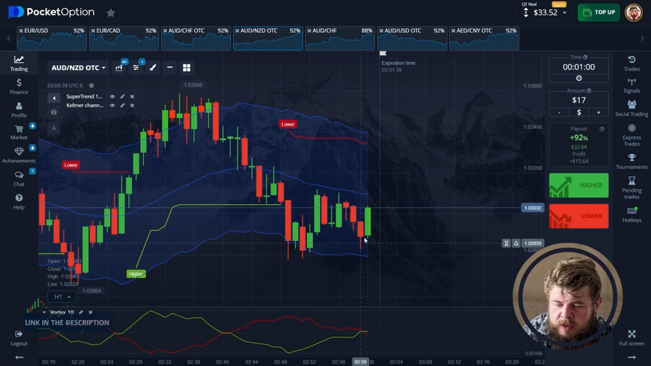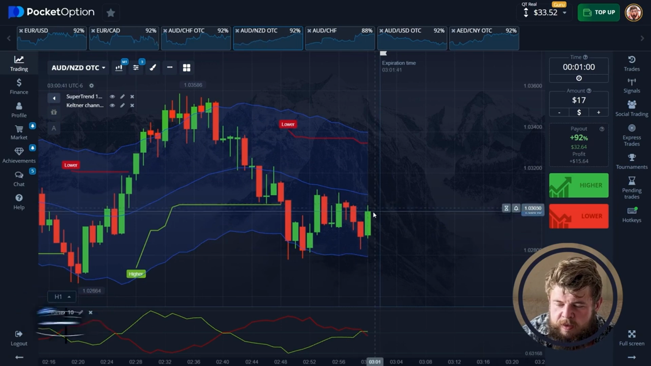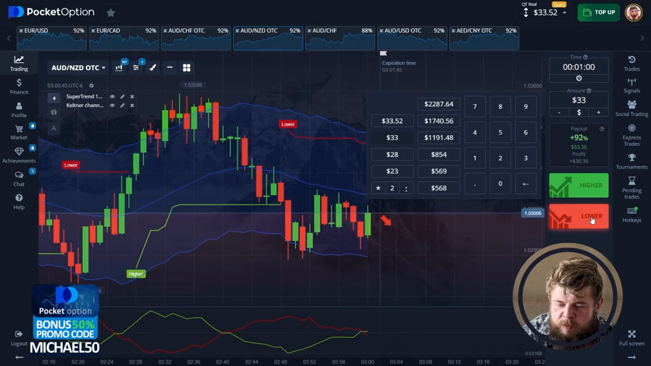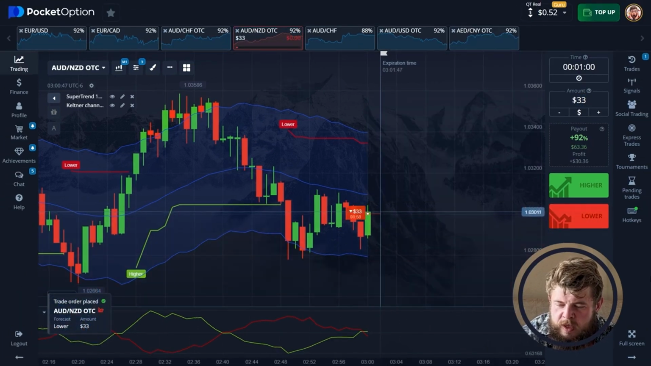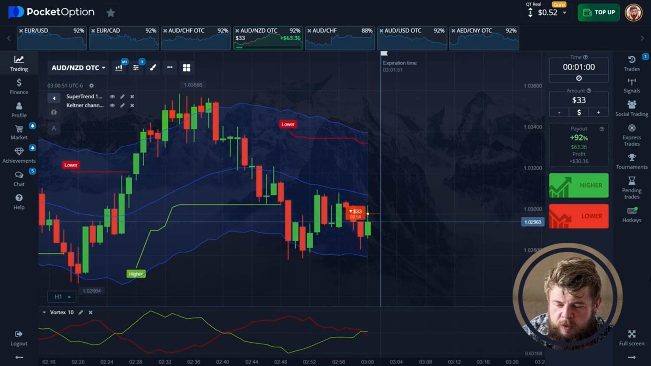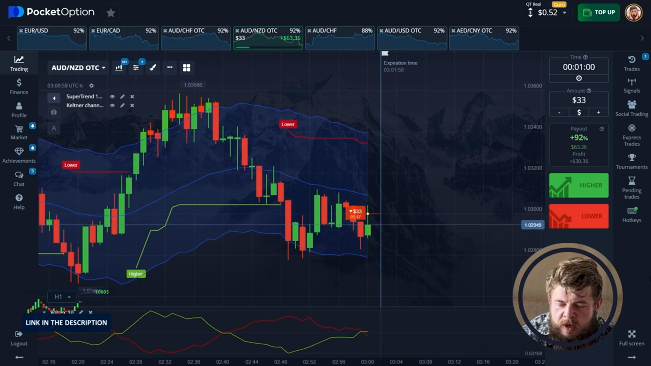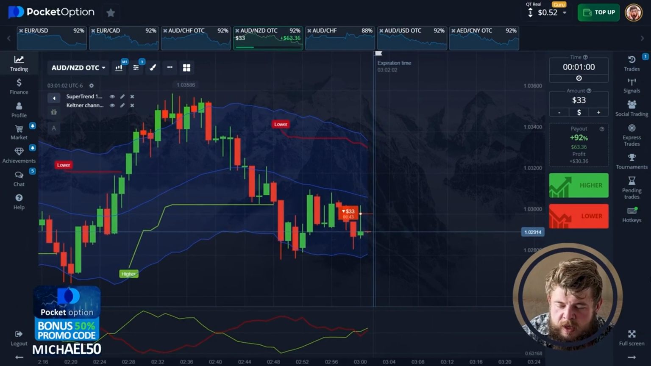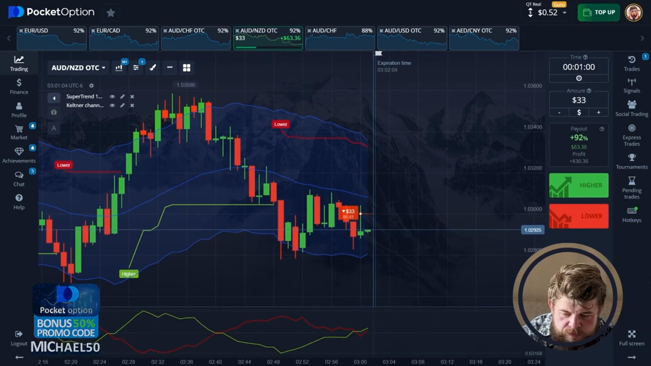AUD/NZD currency pair. According to the current movement, price is receiving the pullback reaction from the support line zone, from the bottom line. However, we failed to break through the middle line of the Keltner channel, and now we are going to receive the pullback reaction from the middle line. So that's why I have opened sell position here from a very good entry point on the top of the candle shadow.